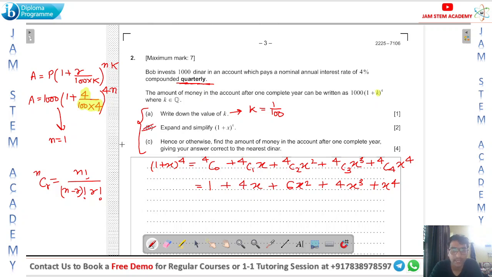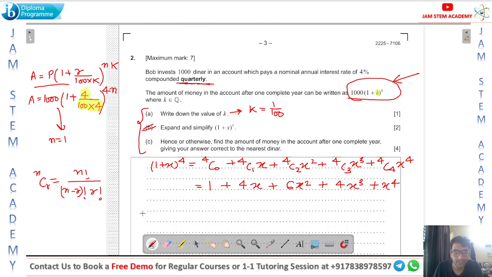Now, third part. Hence or otherwise, find the amount of money in the account after one complete year, giving your answer to the nearest dollar, dinars. So here we have to put n equal to 1. It means we can use the same formula, this one, because this gives us the amount after 1 year. And we can use the value of k as 1 by 100 as we already have it.